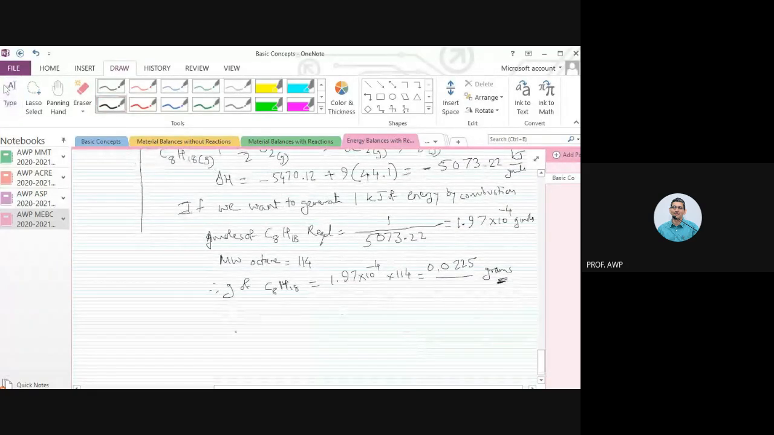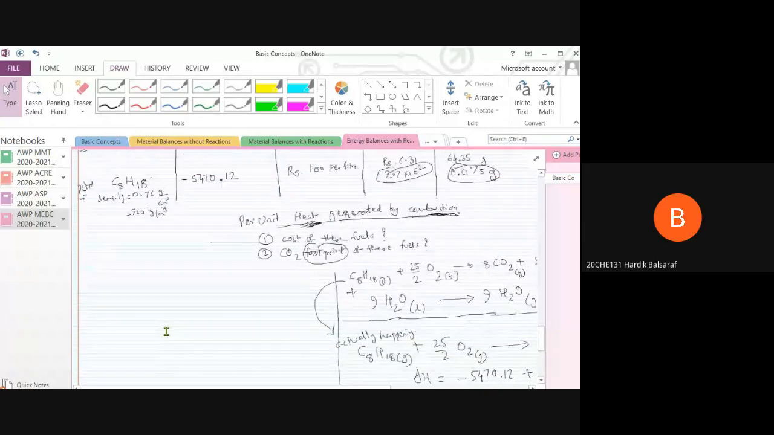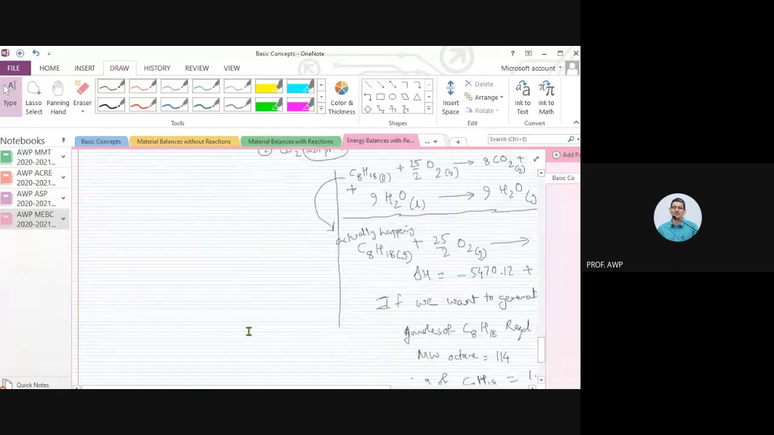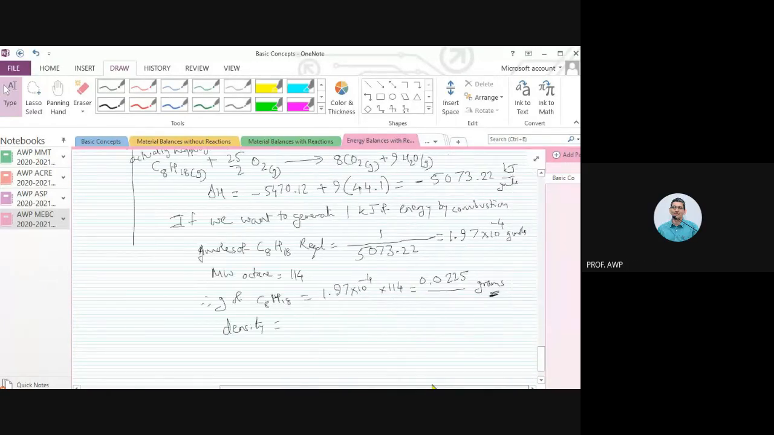So what is the density that we have been given? 0.76 grams per centimeter cube. So what would be the volume of C8H18? This would be 0.0225 divided by 0.76 grams per centimeter cube.